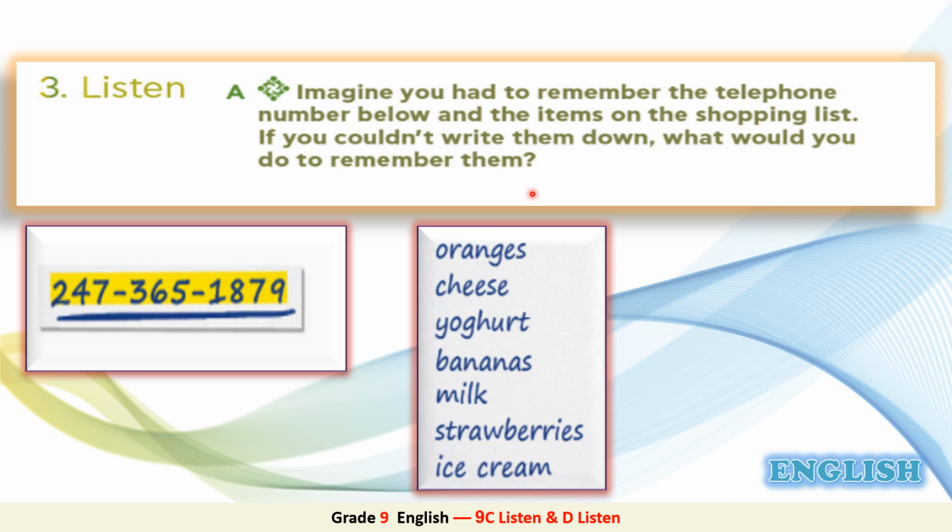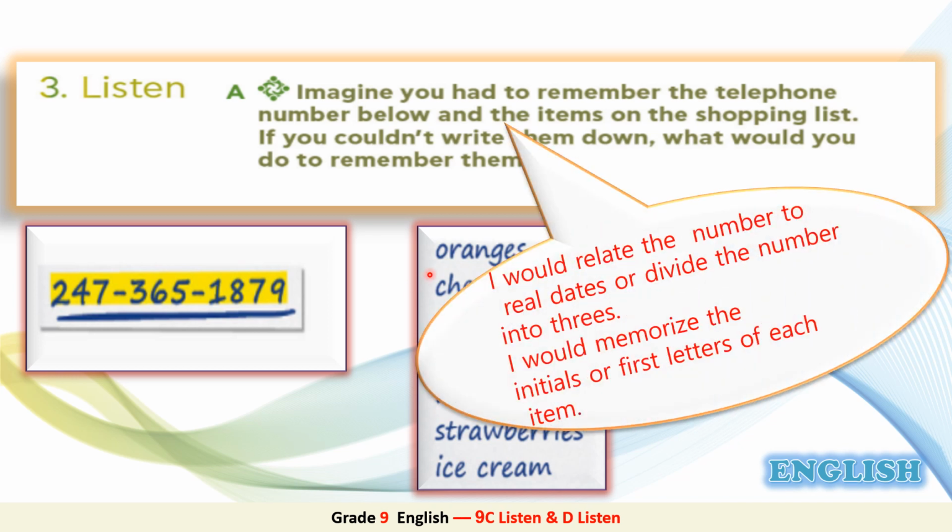If you couldn't write them down, what would you do to remember them? Yes, try to answer this question. What would you do in order to remember the telephone number or the items in the shopping list? Excellent. I would relate the number to real dates or divide the number into threes. As for the shopping list, I would memorize the initials or the first letter of each item. Well done, students.